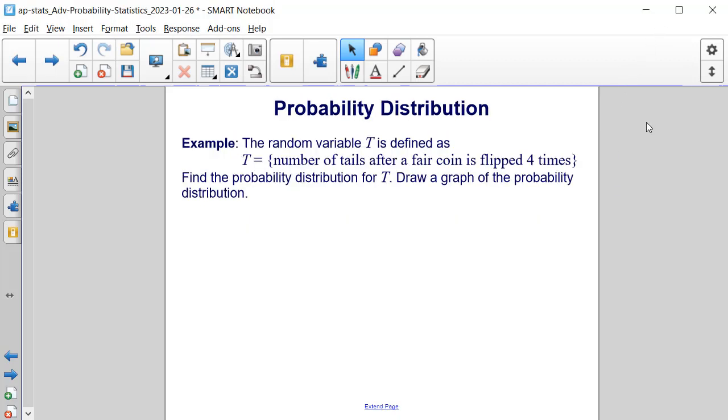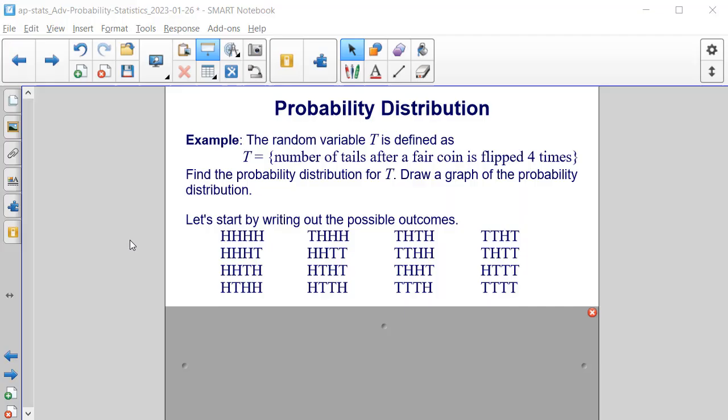Here's an example for probability distribution. The random variable T is defined as the number of tails after a fair coin is flipped 4 times. Find the probability distribution for capital T. Draw a graph of the probability distribution. We'll begin by finding and writing out the possible outcomes that you have.